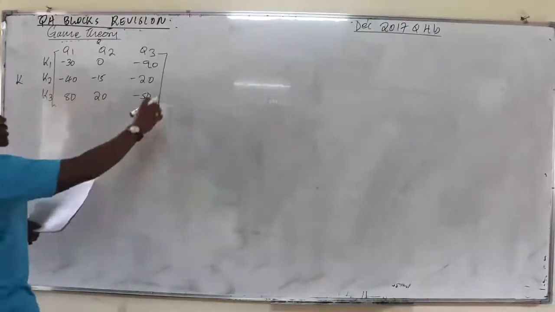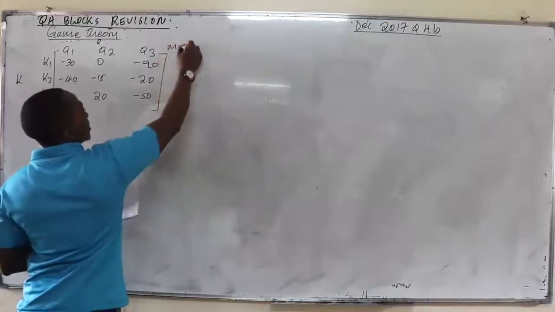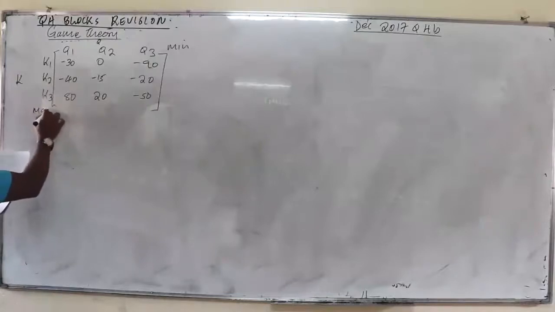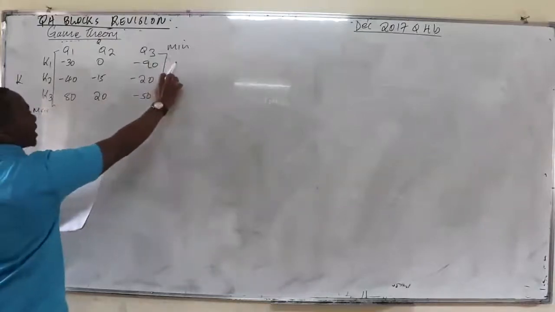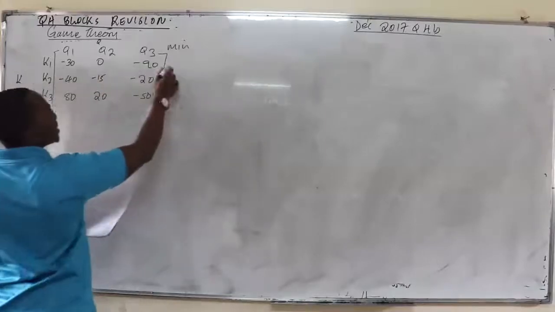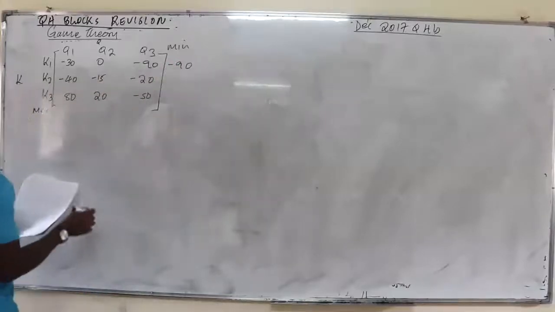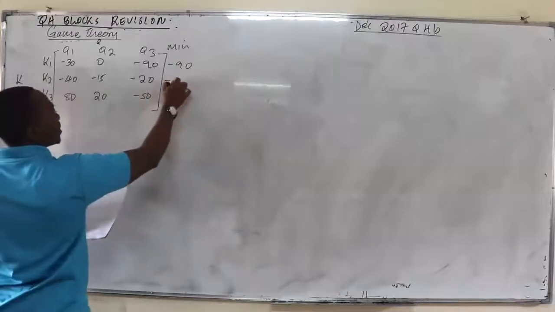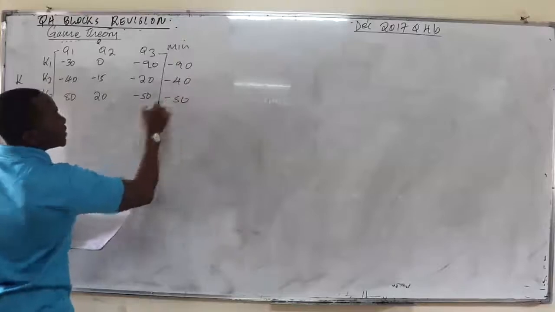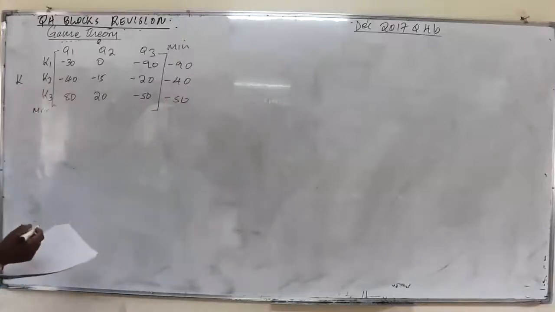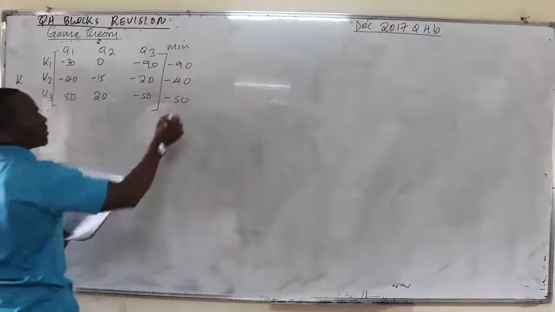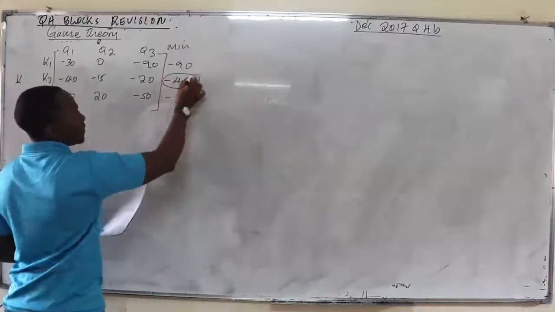So we are saying that this player adopts the max-min, and this player adopts the min-max. So you determine the minimum for player K. The minimum here is negative 90, here you have negative 40, and the minimum here is negative 50. Then you choose the maximum, and the maximum we have is negative 40.